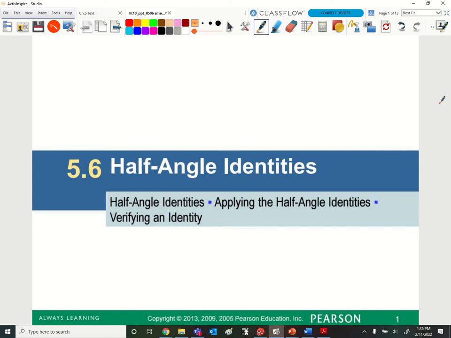5.6 half-angle identities. So please make sure unit circle and reference sheets are out. We're going to need them all. Now, before we get started, please look at your reference sheet and find where it says half-angle identity. It's to the right of double angle. There we go. So you guys can see all of those there.